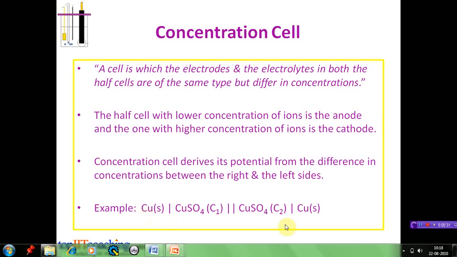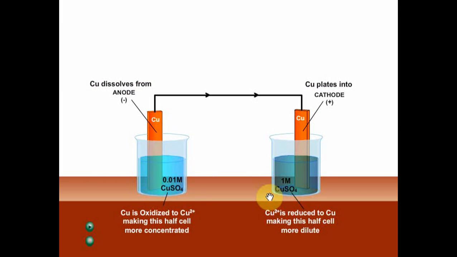This is an example of the concentration cell, in which we can see that the electrodes are both the same, that is of copper. The electrolytes are also the same, but the concentration of the electrolytes is different. On the left hand side, the concentration of copper sulfate is C1, whereas on the right hand side, the concentration is C2. This is a simple representation of the concentration cell. As you can see, both the electrodes are the same, that is made up of copper. The electrolytes in which the electrodes are dipped are also the same, that is copper sulfate solution, but the concentration of the electrolyte solutions are different.